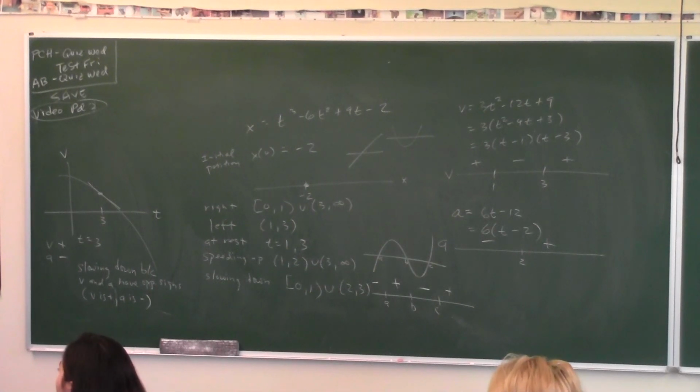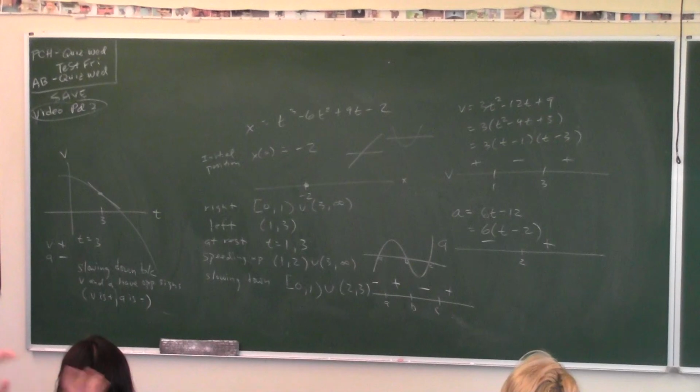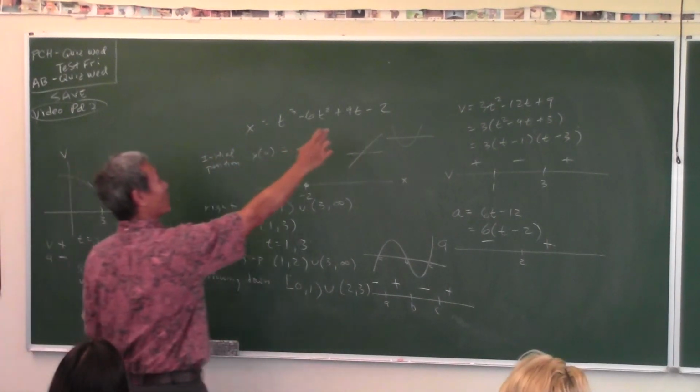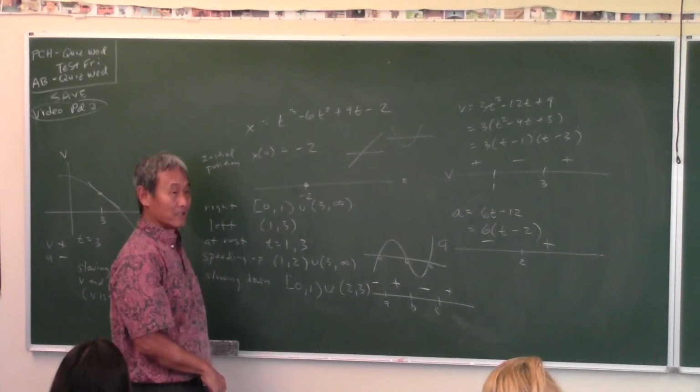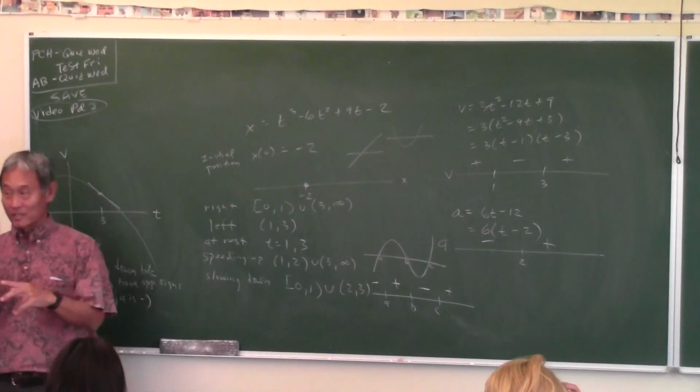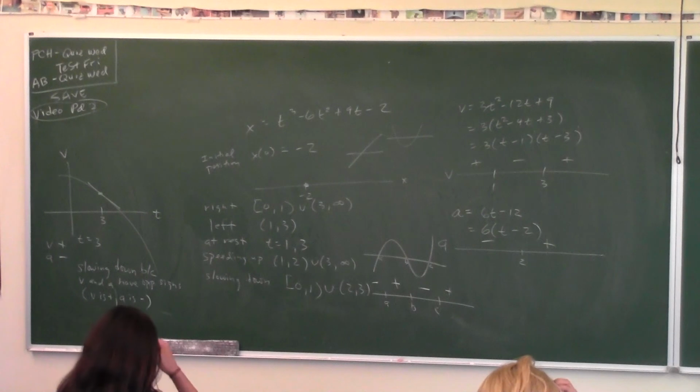Where did the velocity equation come from? The velocity equation comes from the derivative of the position. So you take one derivative, you get velocity. You take another derivative, you get acceleration.